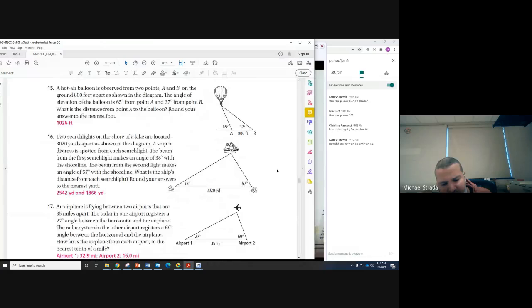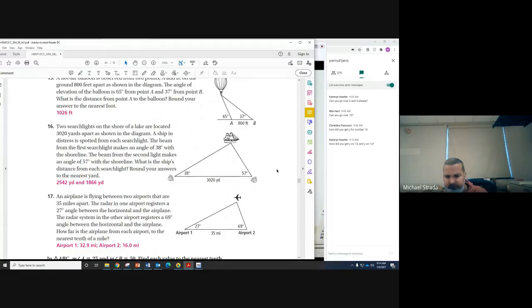Word problems, the joy of joy. There's 15 through 17.